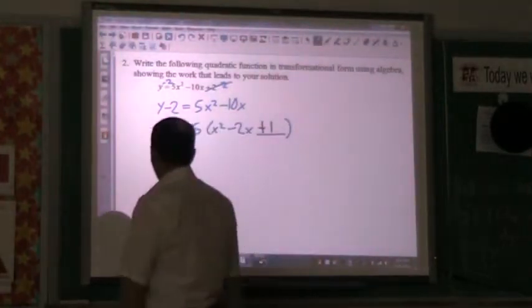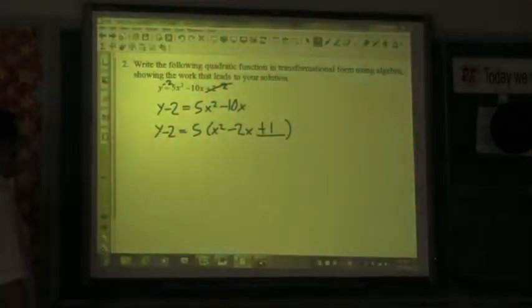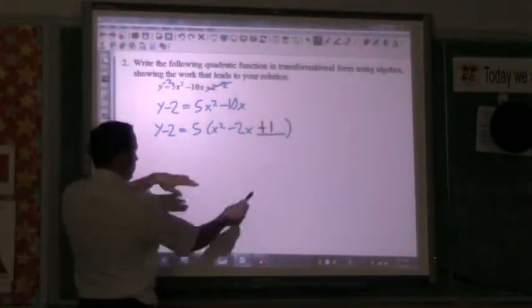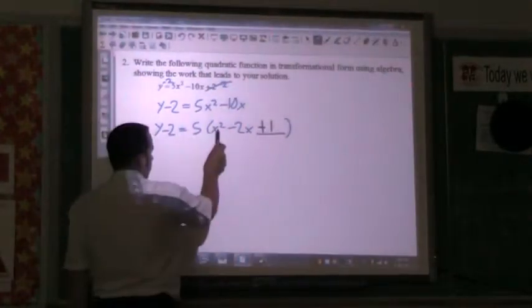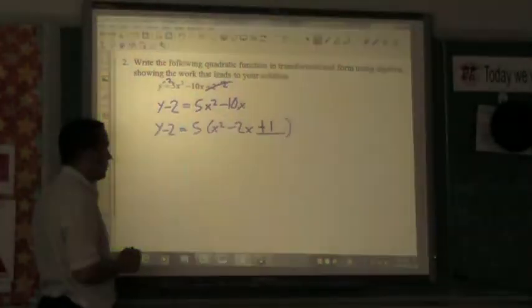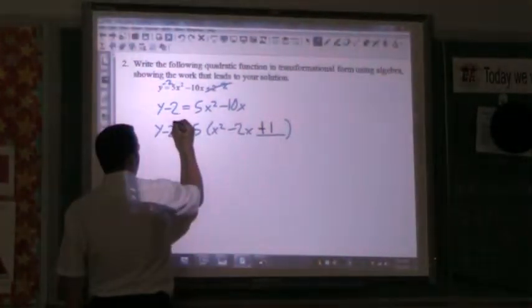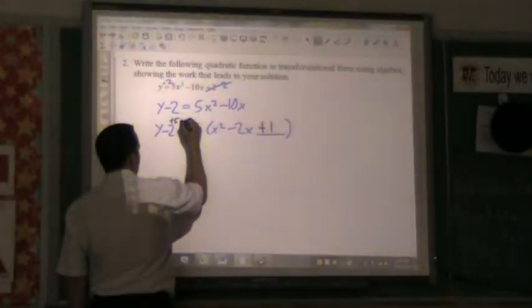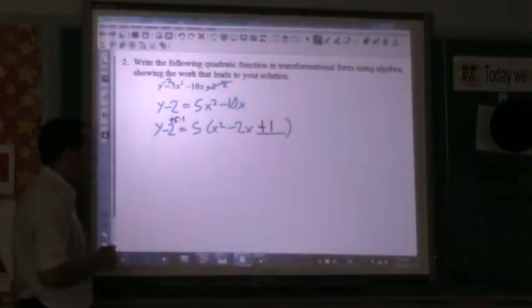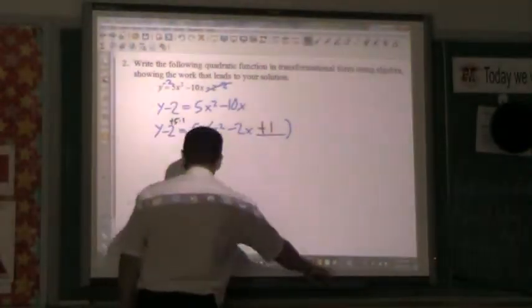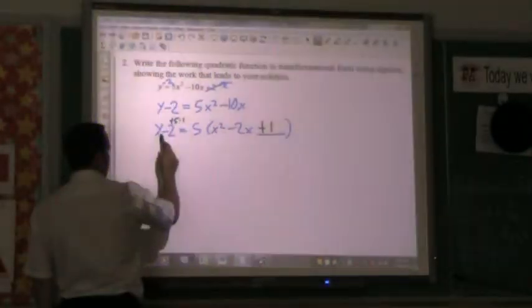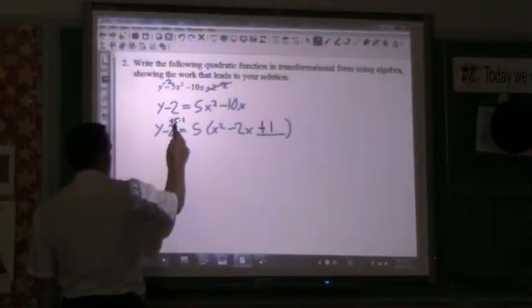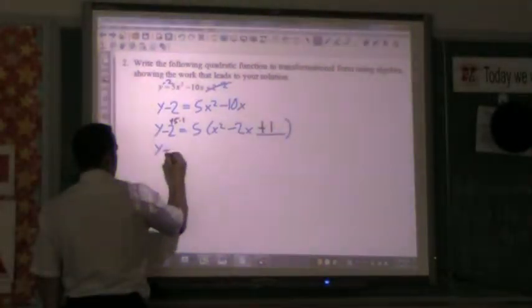Now, you have to actually balance this because I artificially put a 1 over it here that wasn't here. In fact, I put 5 ones here that weren't there before. So I have to balance this out by adding 5 ones on this side. When I do that, I end up with 5 ones is 5, so -2 plus 5 is going to give me +3.